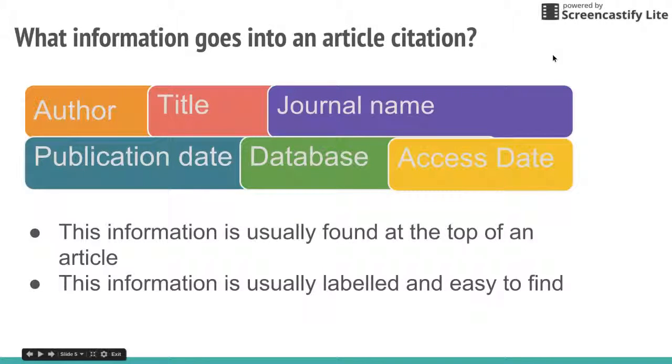This screencast is about creating citations for articles. Before we can start making our citation, we need to know the parts of information that we need to find. When I'm creating an article citation, I need to know 6 different things.